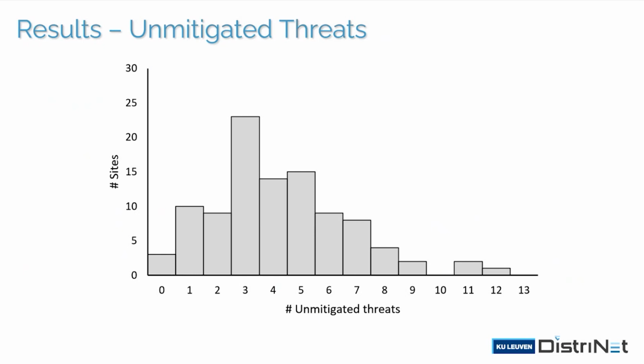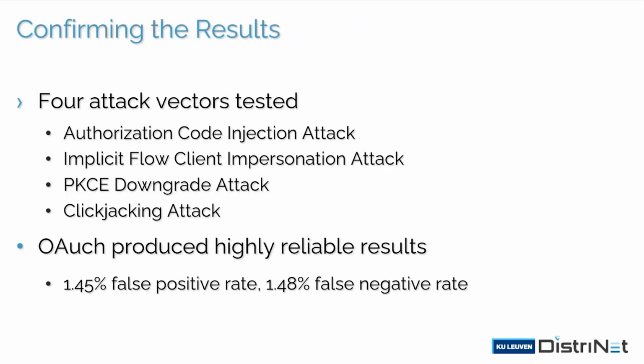So can this be right? Well, obviously we doubted this because this looks really bad. So what we did is we actually tested this. We chose 4 attack vectors, and we used OAuch basically as an offensive tool. We used OAuch to list all the potentially vulnerable websites for these 4 common vulnerabilities. And it turns out that the results were actually highly accurate. We had 1.45% false positives and 1.48% false negatives. So that's actually low. This means that the results of OAuch were actually highly accurate, right? So that's bad news.